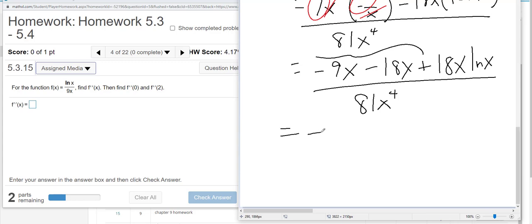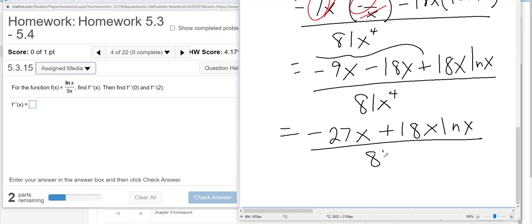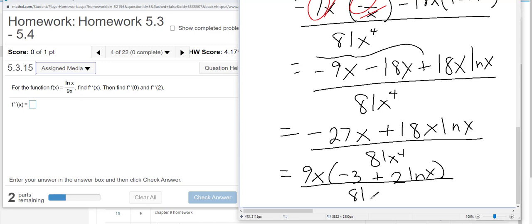These are like terms. Negative 27x plus 18x natural log of x, over 81x to the 4th. And it looks like all of these terms have a 9 in them and an x in them. So I'm going to factor out a 9x. It's going to leave me a negative 3 plus 2 natural log of x over 81x to the 4th.